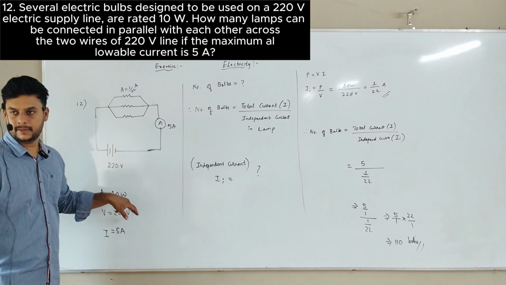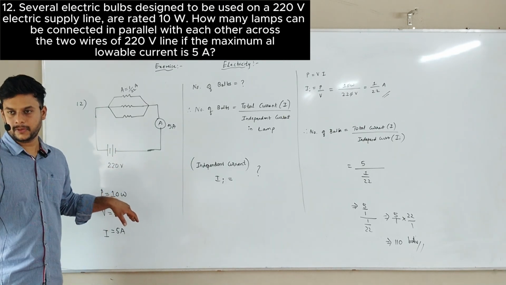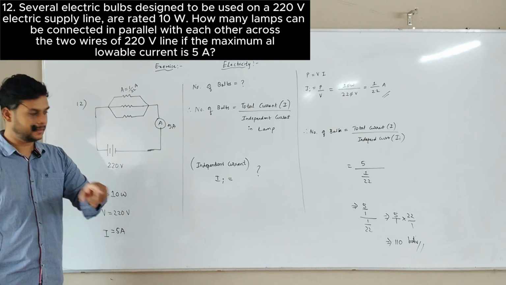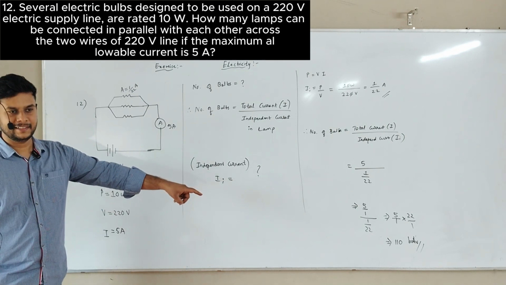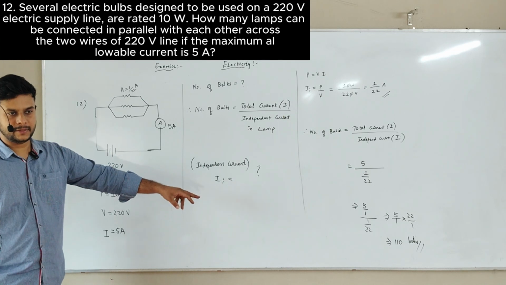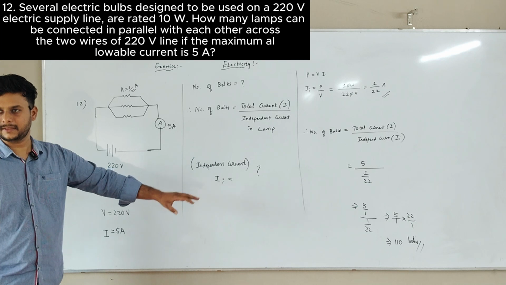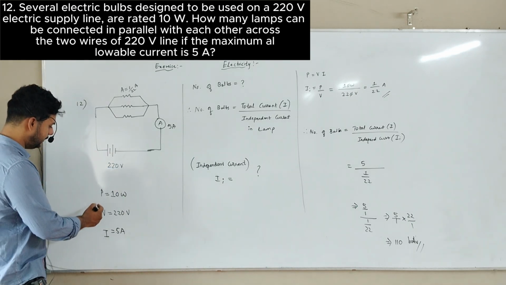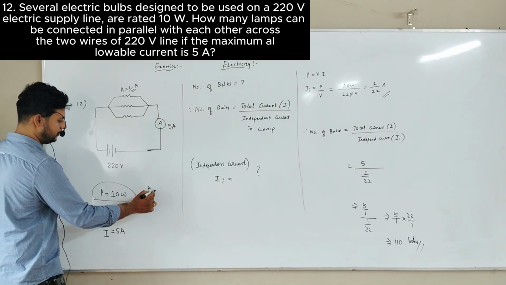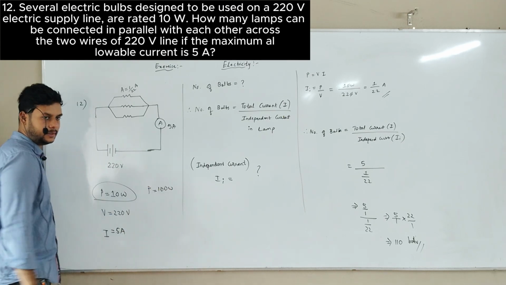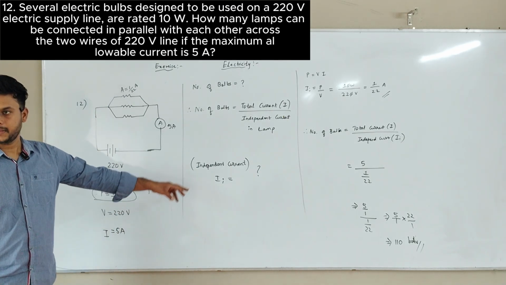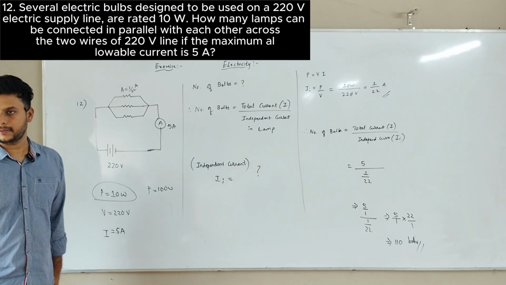If I increase this to 100 watt, your homework is to increase it to 100 watt. I think 110 will not come, it will definitely not be 110. Your homework is that today increase this power to 100 watt. Let's think that one bulb consumes 100 watt. Check how many number of bulbs can I fit there. Understood?